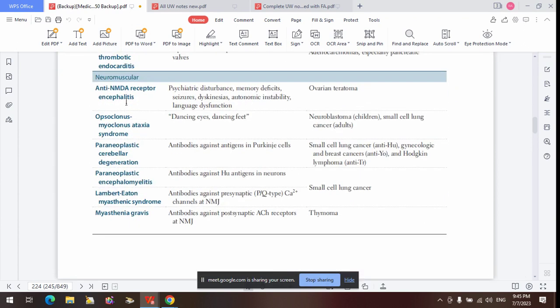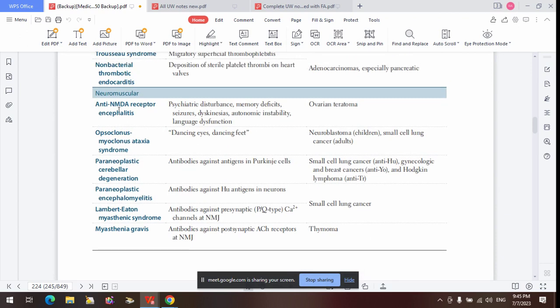The first one is anti-NMDA receptor encephalitis. That one is actually with ovarian teratoma. All these ones are just high falutin stuff. They rarely test them. If you are going to test, they can test Lambert-Eaton and myasthenia gravis. Those ones are still common. But all this NMDA stuff, I feel they are a little bit high falutin, but it's still good we know them. So NMDA receptor is a form of glutamate receptor.